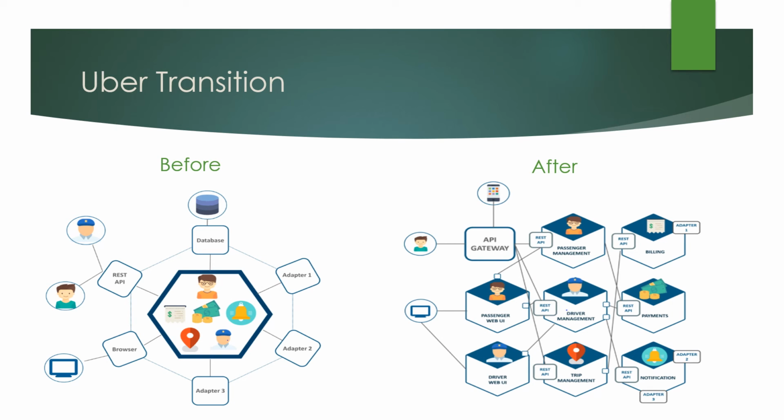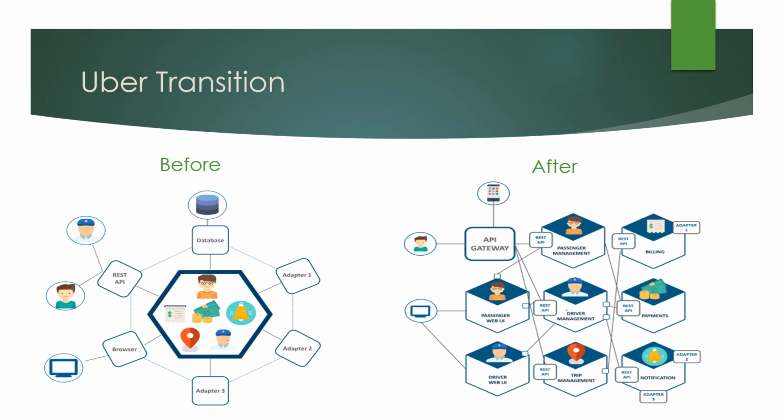Let's see a real-world example of Uber's transition from monolithic to microservices. Uber began its journey with a monolithic architecture built for a single offering in a single city. Having one code base seemed clean at that time and solved Uber's core business problem. The before diagram depicts Uber's previous architecture.